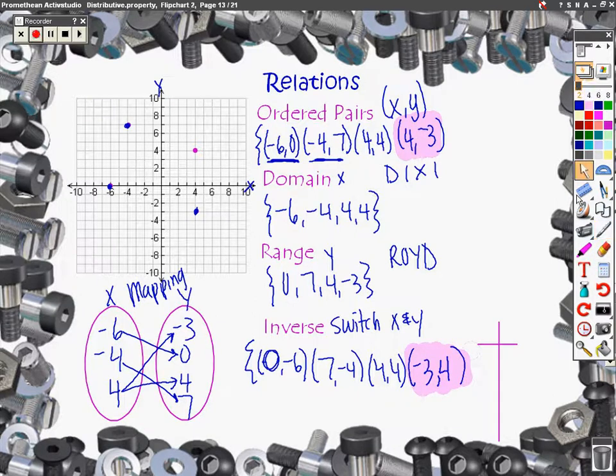And then my last one here, squeezed over here in the corner, is a table. I have my x first and then my y. And then I'm just going to list my ordered pairs: -6, 0, -4, 7, 4, 4, and 4, -3. And that's how you do relations.